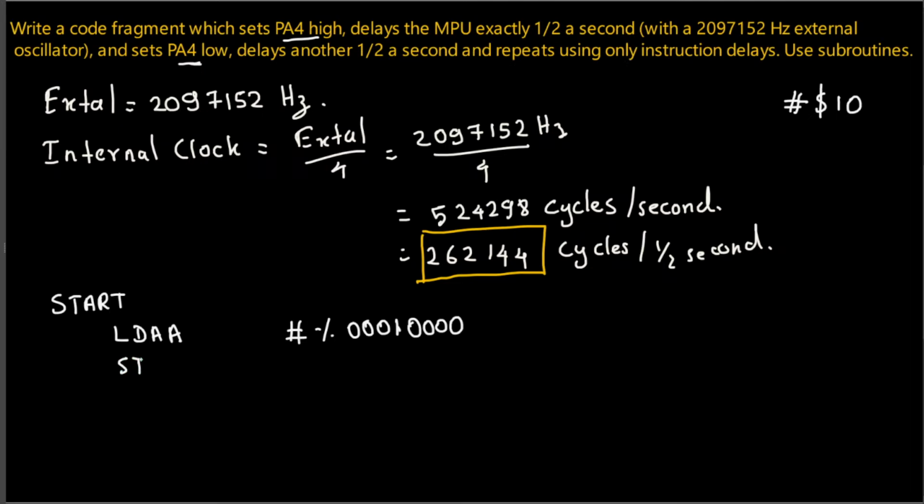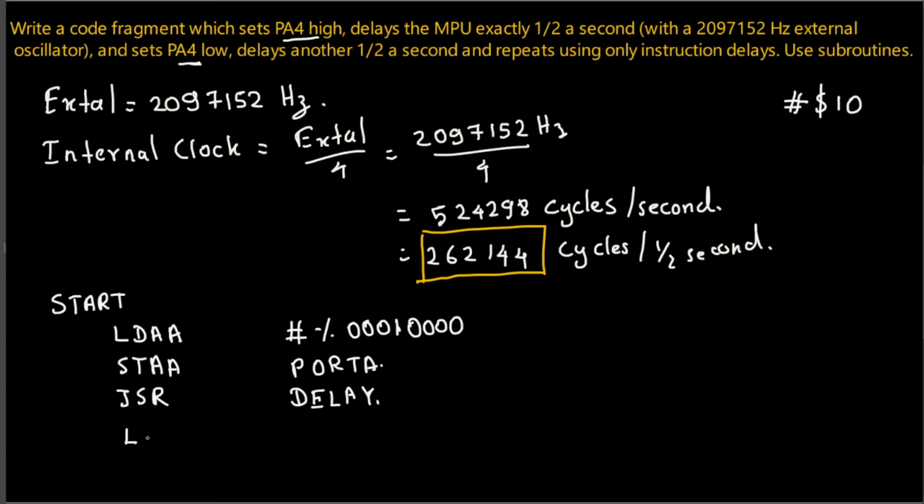Now store accumulator A in port A, and then jump to subroutine JSR, and the subroutine is delay. This one we are going to create later. And this is for the PA4 high. Now PA4 low we had to load with 0, and PA4 high we had to load with 16.